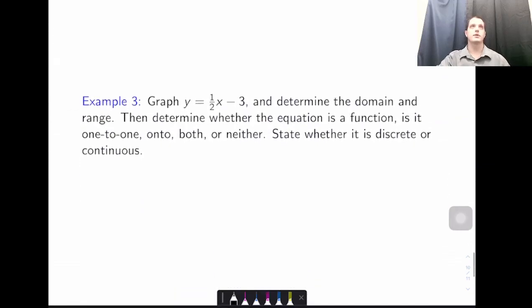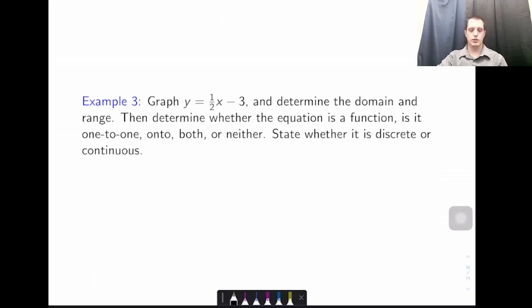All right, example 3. Graph y equals 1/2 x minus 3 and determine the domain and the range. Then determine whether the equation is a function. Is it one-to-one, onto, both, or neither? State whether it is discrete or continuous.